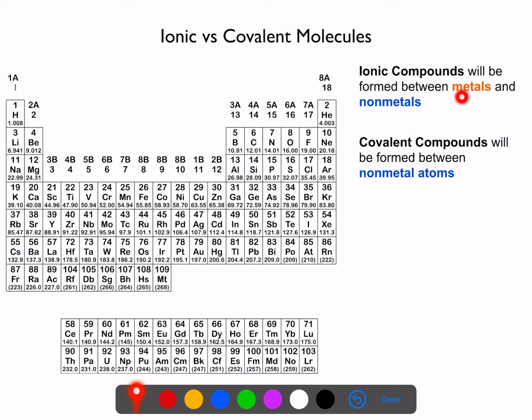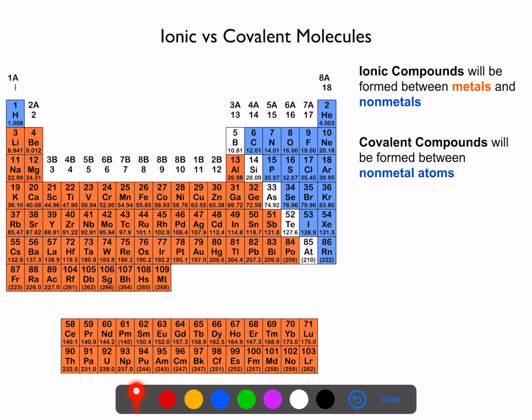And so what is a metal and what is a nonmetal? We can use the periodic table to help us, and we can see metals are typically shown in this orange color here, the left side of the periodic table, and our nonmetals are the right-hand side of the periodic table and hydrogen. So if all of the atoms are nonmetals, we will use the covalent compound system. If we have a metal and a nonmetal, then we'll use our ionic compound naming system.